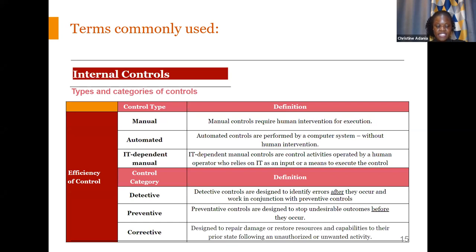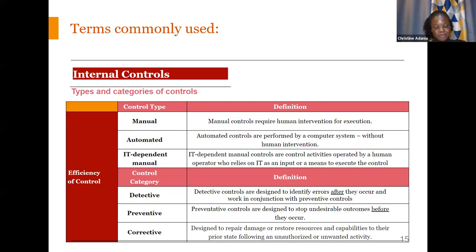So there are types and categories of internal controls. There are three types of internal controls. There could be more, but most likely they will fall under these three types. We have the manual type, where it requires human intervention. Then you have the automated type, which is just the opposite of the manual. It's done by the system without any human intervention end to end.